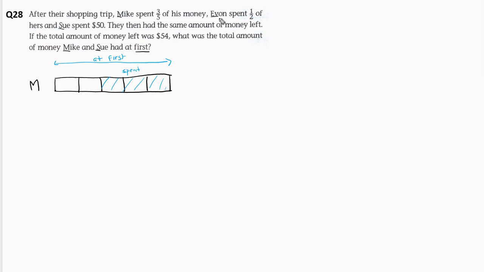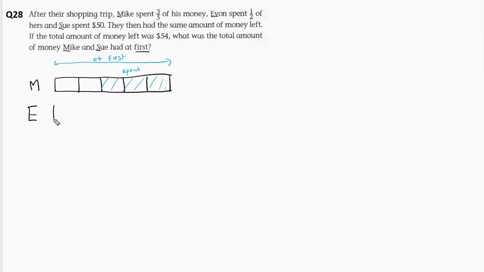And then we've got Yvonne. I know that in the printed answers, it puts Sue next, but I don't think that's what you would do if you had a question like this. I think you would put Yvonne next because she comes next in the question. It says that Yvonne spent half of her money. But the other bit of information we have is that at the end, they all had the same amount of money left. So that is really important.